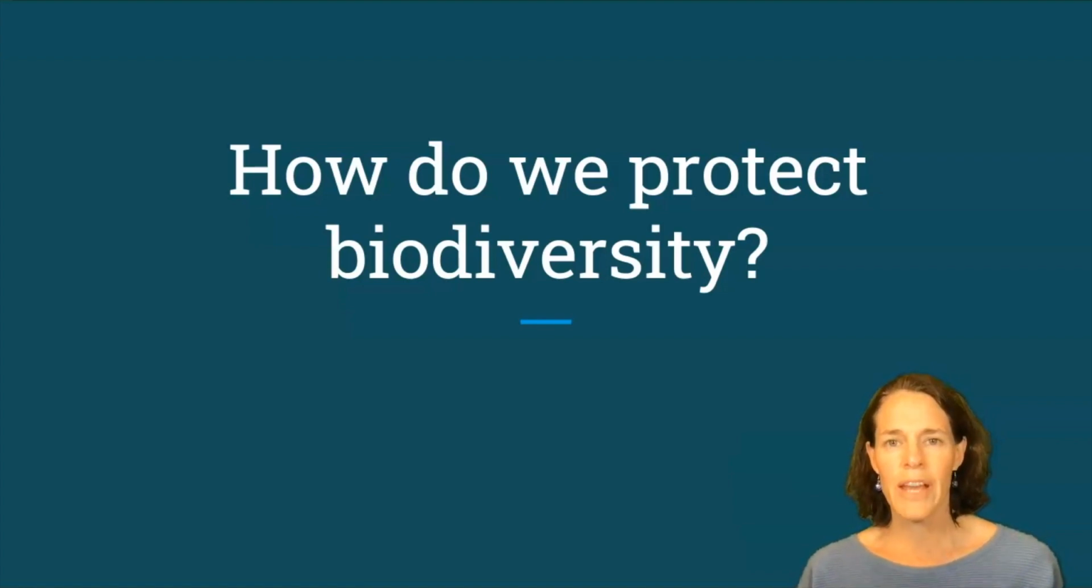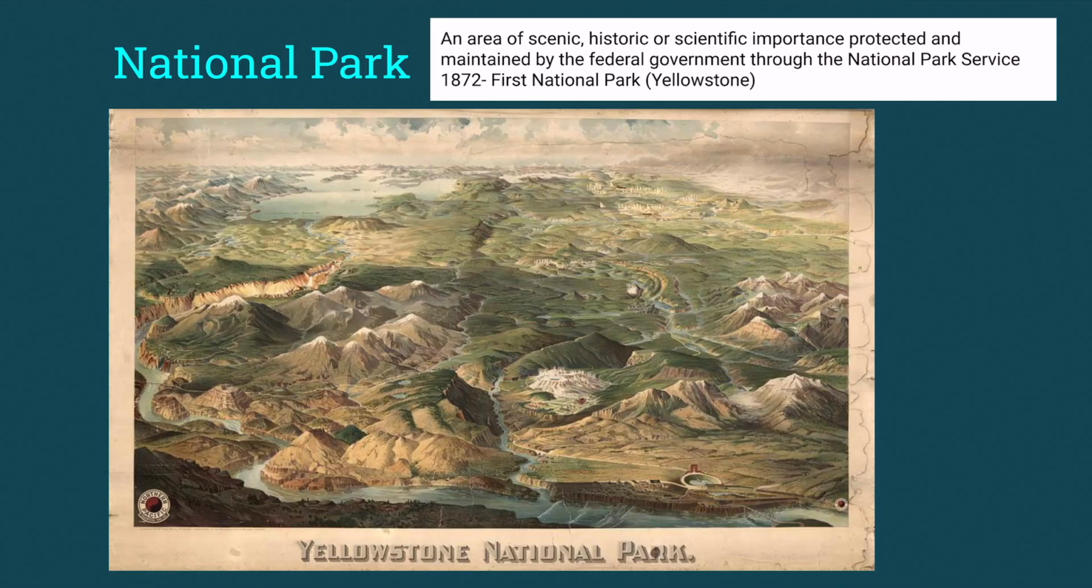So we're aware of the negative impact that some of the human activities are having on biodiversity. And we know how important ecosystem services are to our survival, ecosystem services that are provided by this biodiversity. So the question is, how do we protect biodiversity? Let's look at some ways. The first government attempt to protect biodiversity in the United States was the creation of the national parks, the first one being Yellowstone in 1872.